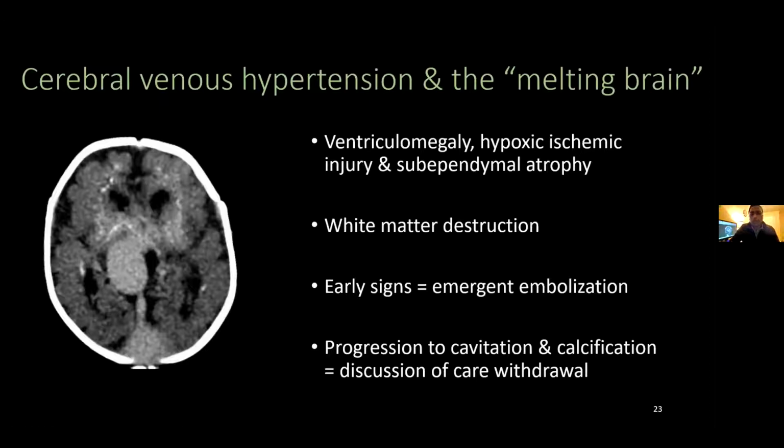So this over time leads to what is called the melting brain syndrome. And if you see this picture in a neonate with vein of Galen malformation, it is a very poor prognostic indicator. So the brain, as you can see here, has become small in size, the ventricles have increased, there's calcification of the white matter. And basically what that means is that there is a lot of hypoxic ischemic injury secondary to this venous congestion and back pressure changes. So the typical progression of this is to continue with calcification and cavitation, and at this point we would discuss care withdrawal.